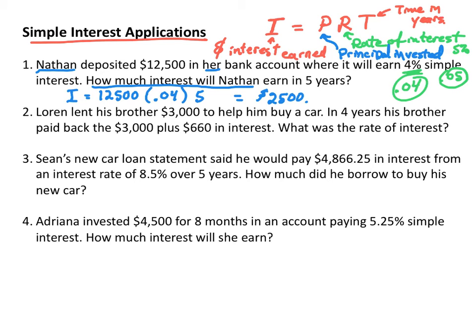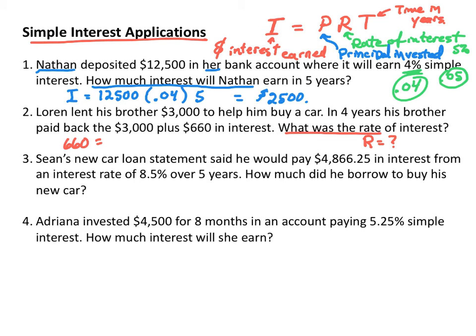Lauren lent his brother $3,000 to help him buy a car. In 4 years, his brother paid back $3,000 plus $660 in interest. What was the rate of interest? Okay. So in this one, the question is, what is the rate of interest? So we're looking for the R, which means everything else has to be known. So I need to know the interest earned. Oh, because the I is interest earned. That is $660.